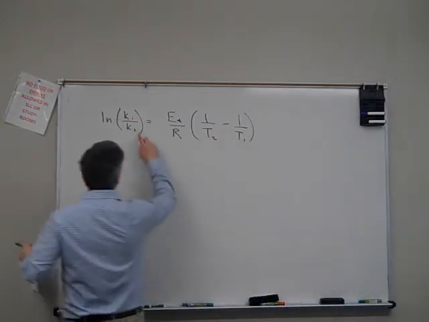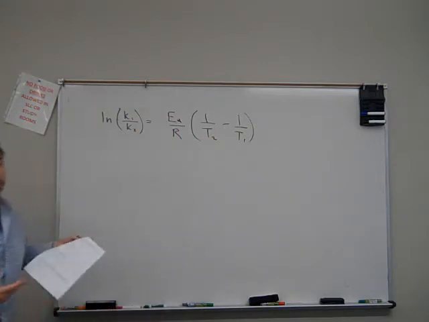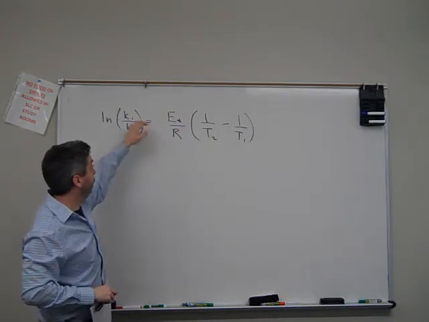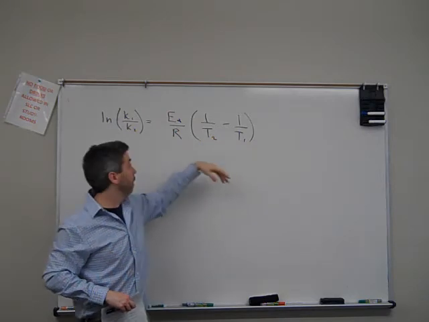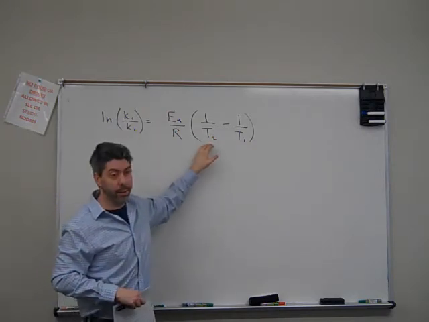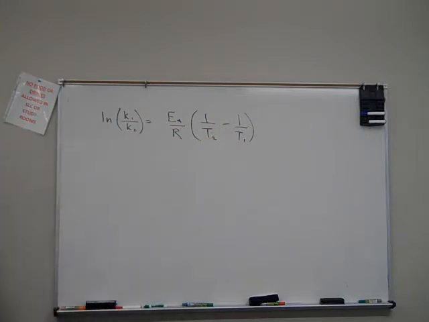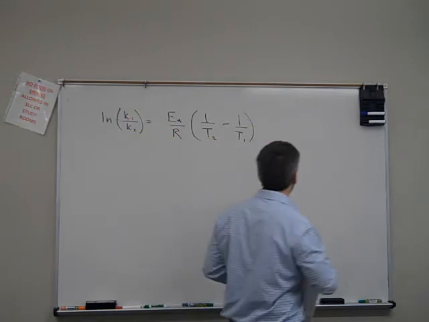You could say K2 over K1 and then this would be T1 over T2. But effectively, if there's no negative sign here, the one on top should match the one that you're subtracting, and the one at the bottom should match the one that you started with. Does that make sense? Okay, so now this is actually the 2-point form of the Arrhenius equation.